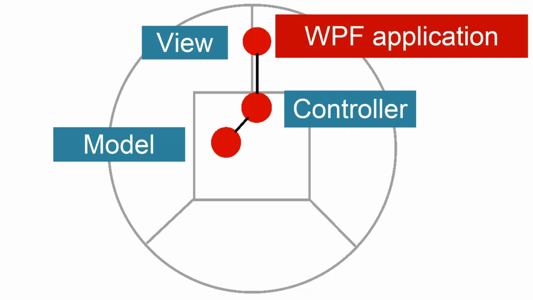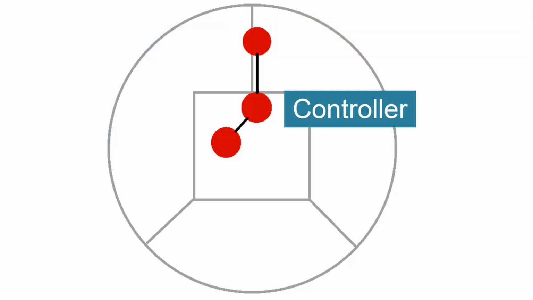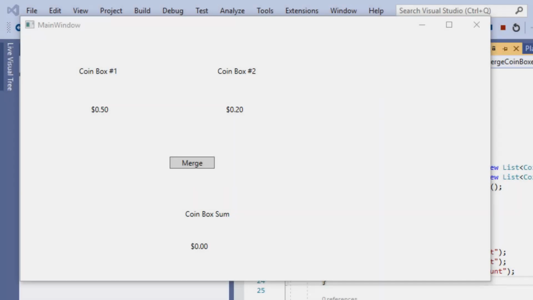And we've seen the sort of things that go into the model class before. So let's focus on the controller for a moment. In fact, let's take a look at one of our earlier examples. Here's the Coinbox merger program that we looked at before. So we'll take a closer look at this code.